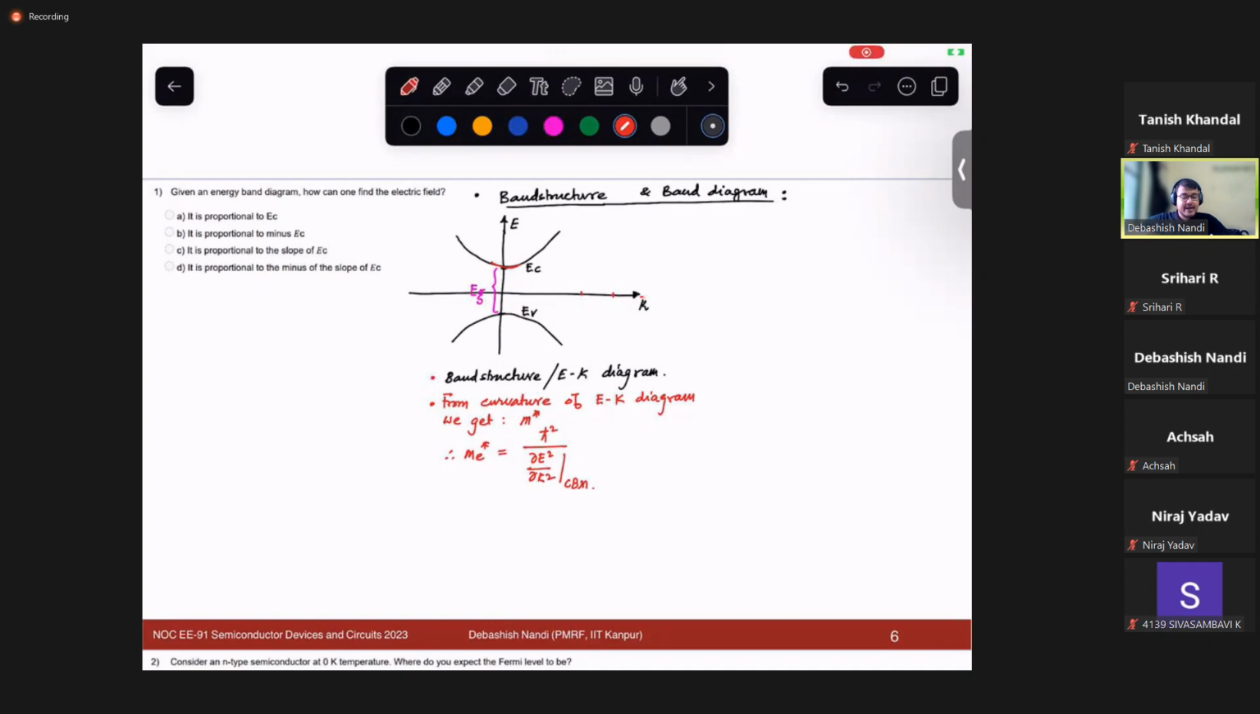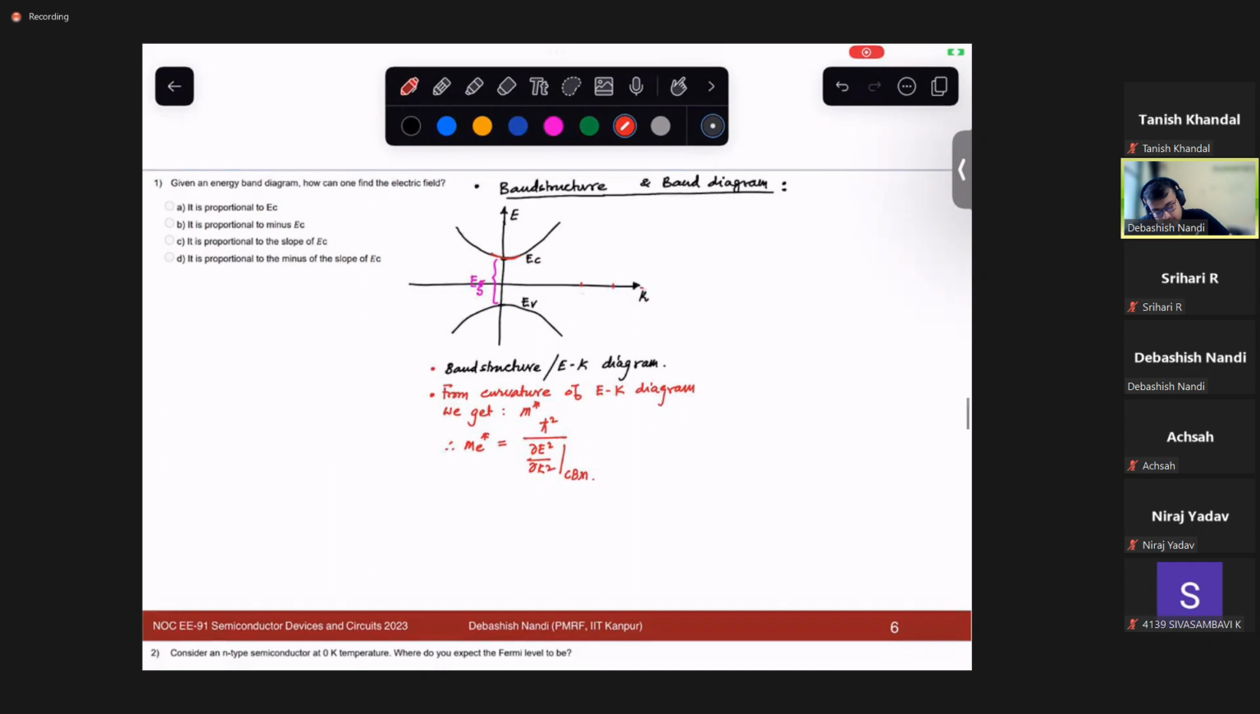So what is band diagram? Just let me draw it here. What is the atomic number of silicon, by the way? 14. Can you tell me the configuration in this form? 1s2, 2s2, 2p6, then 3s2, 3p2.